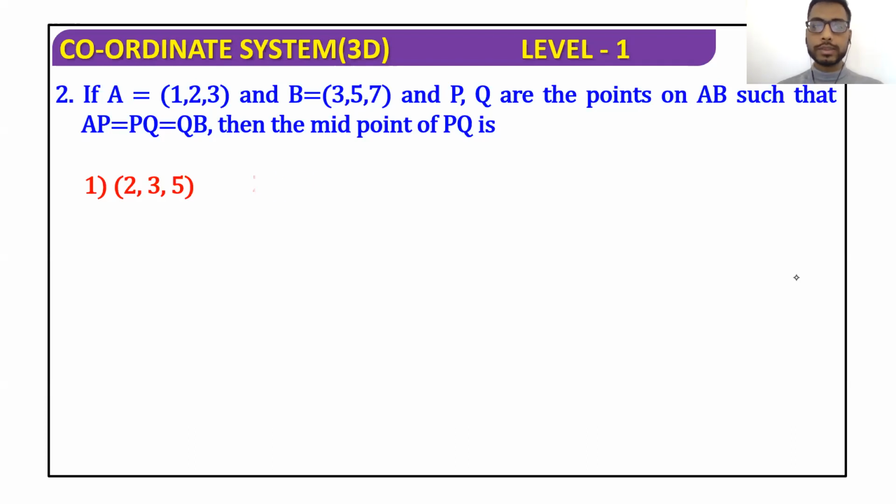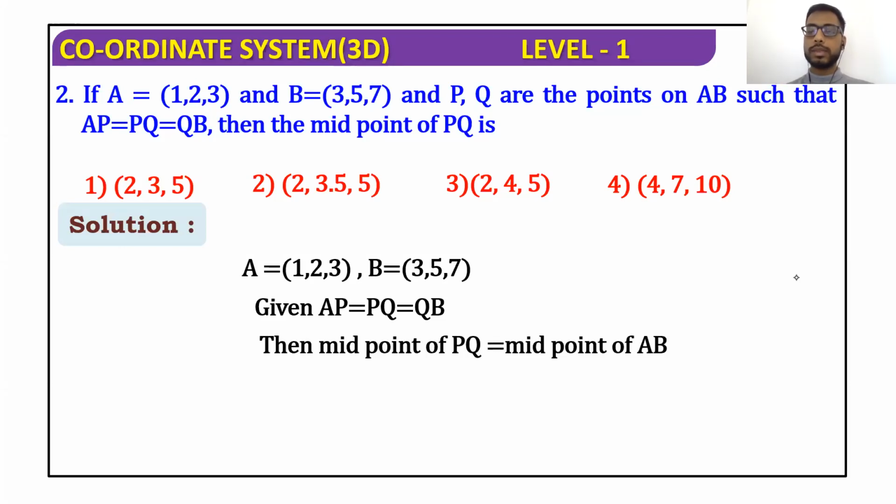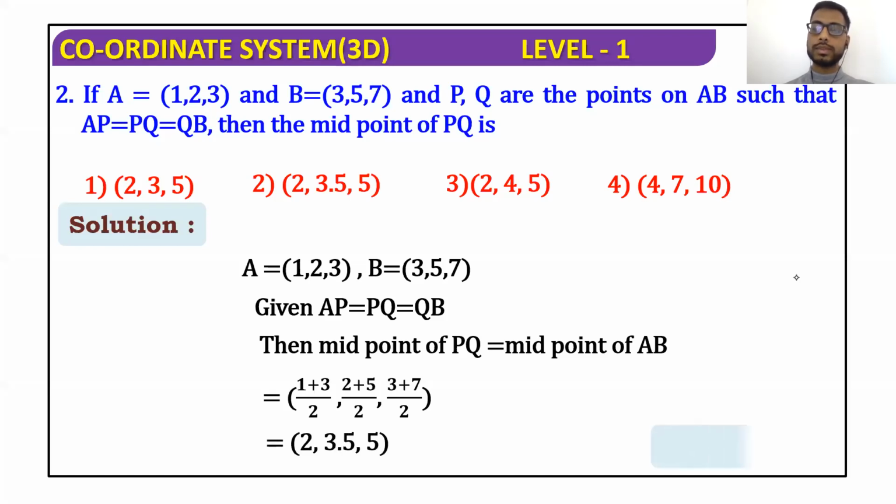So let's see the solution. Midpoint of PQ is equal to midpoint of AB, and simply apply your midpoint formula, which is x1 plus x2 upon 2, y1 plus y2 upon 2, z1 plus z2 upon 2, which gives me my answer.